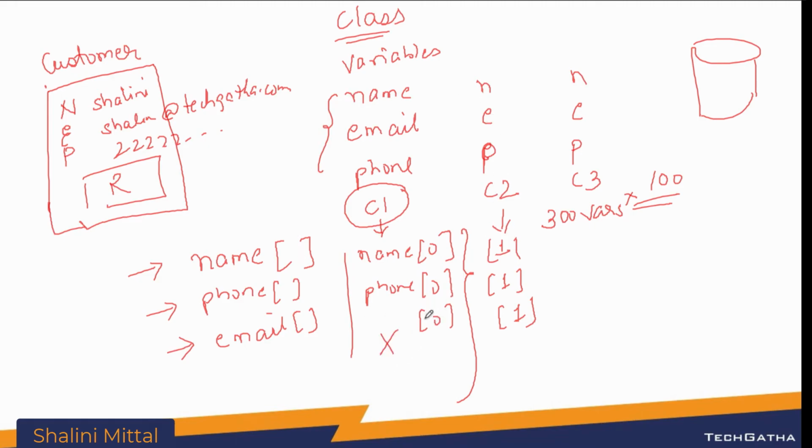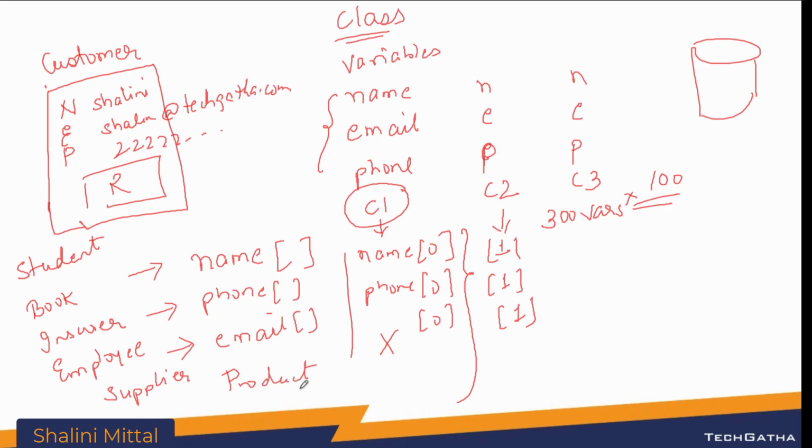For these kinds of requirements, whenever you want to represent customer information, student information, or, say, in a library management system, a book's information, or in an insurance company the insurer information, or employee information, or in a manufacturing company the supplier information and the product information, all these will have a combination of various different attributes. In these scenarios, you create a class.